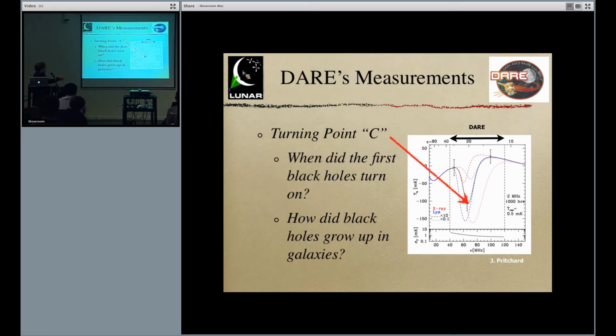The next turning point is down here, when the universe goes from decreasing temperature or stronger absorption to increasing temperature, and that's when these first black holes form and kick in. So the turning point right here is telling us when those black holes appear, and the rate that it increases is telling you how black holes grow. Now we know in the present universe that black holes are very closely related to the galaxies that they live in. We presume the same is true at high redshift at early times, and so this rate is telling us the relationship between black hole growth and galaxy growth.